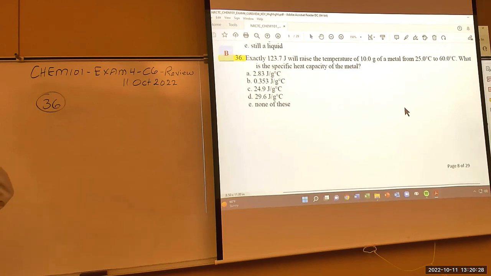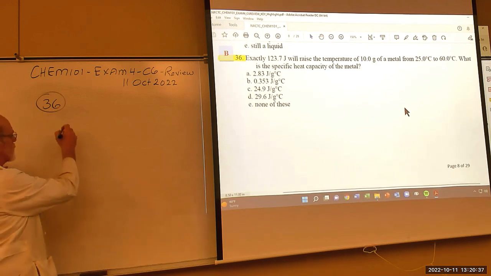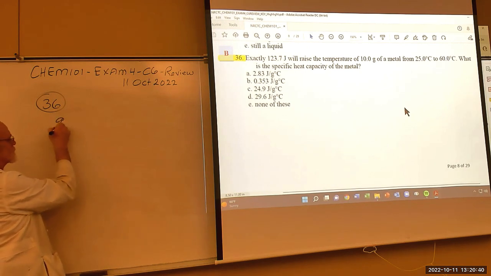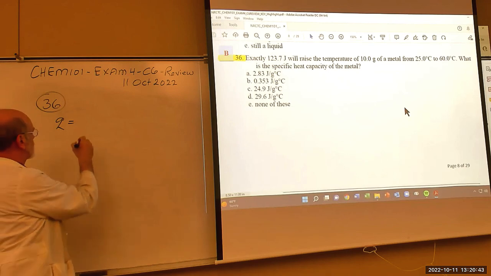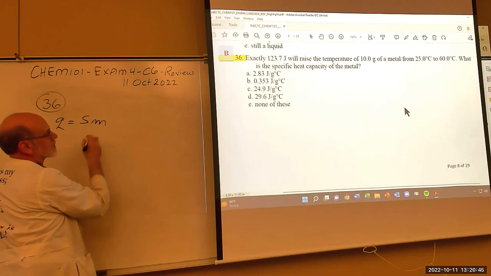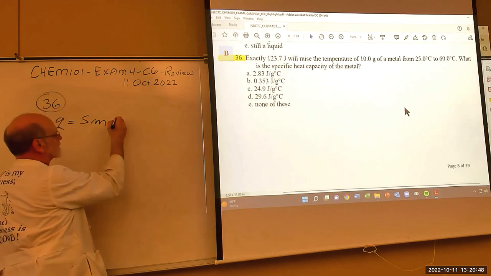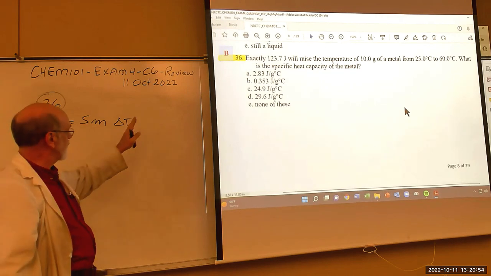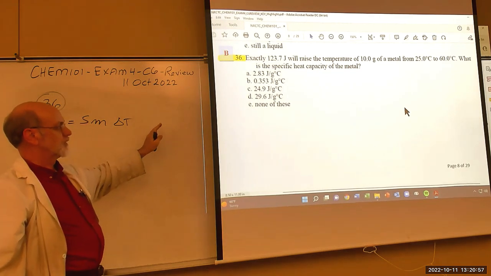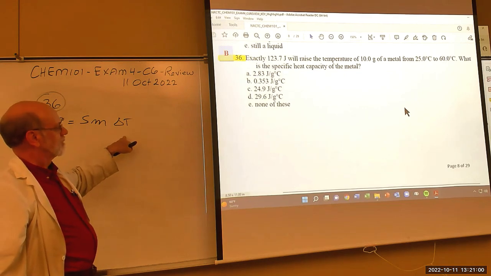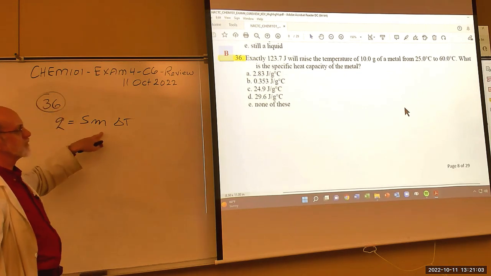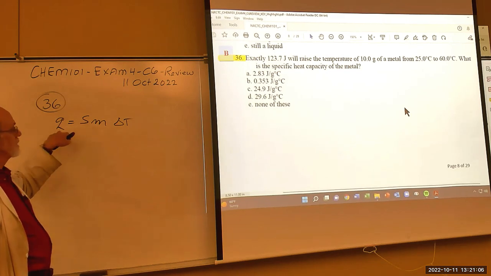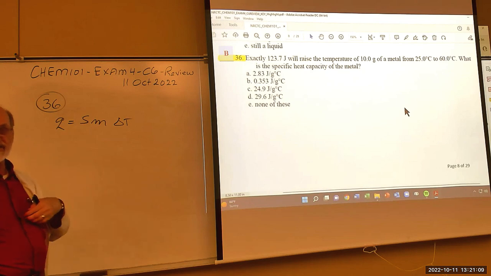36. 123.7 joules will raise the temperature of 10 grams of metal from 25 to 60. What's the specific heat? All right. You can do this one. All you need is what is the energy that's put into the system? There's the specific heat. There's the mass. We're given mass, 10 grams, and delta T. Right? It goes from 25 to 60. So final 60, it goes 35 degrees. 35 degrees times 10 grams is 350. So S will be 123.7 divided by 350. We can do that.